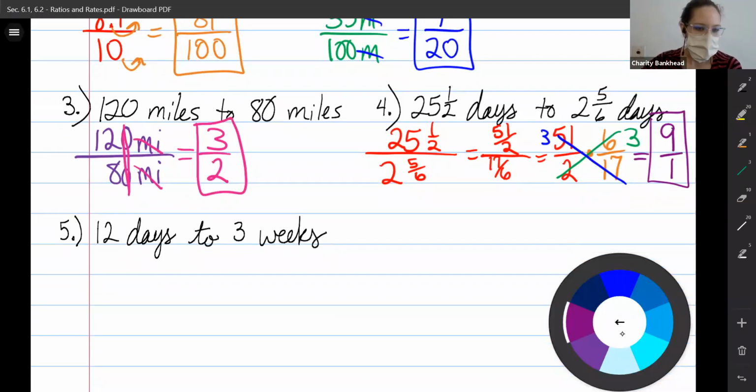Okay, number 5 says 12 days to 3 weeks. Okay, so this one has different units. So basically, we need to make sure that it has the same units. So it doesn't matter if we convert it to days or weeks, as long as it's the same. So I know that there are 7 days in a week. So it seems easier to me to change 3 weeks into days. Just multiply 3 times 7 is 21. So 3 weeks is the same thing as 21 days.